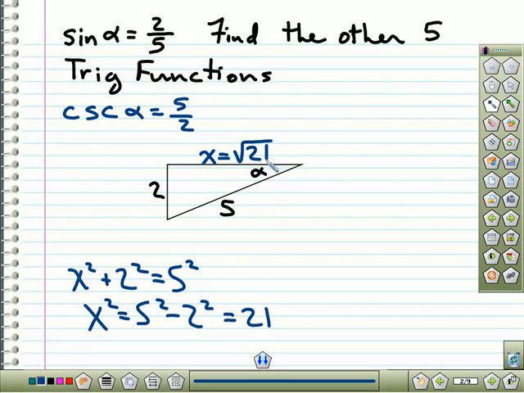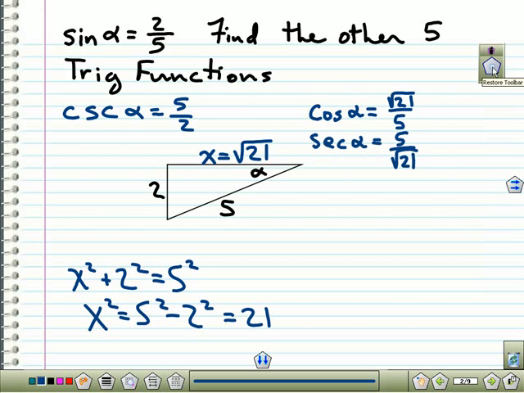Well, now we're ready to go. We can just apply the formulas because, look, we know that now cosine of alpha is equal to the adjacent over the hypotenuse, right? Now, if that's cosine, what else do we know immediately? That's right. Secant, which is 5 over the square root of 21. And if you don't like having the radical on the bottom, you can multiply the top and the bottom by the square root of 21, and you get rid of it.